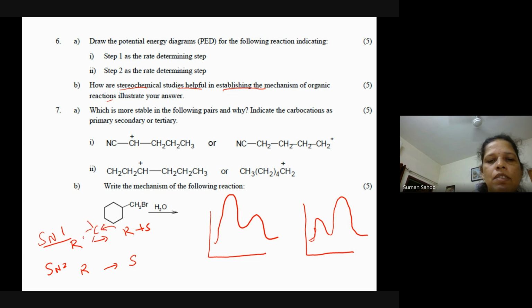In SN2, the nucleophile is attacking only from the back side, so as it is attacking from the back side, it only gives you inversion in configuration.